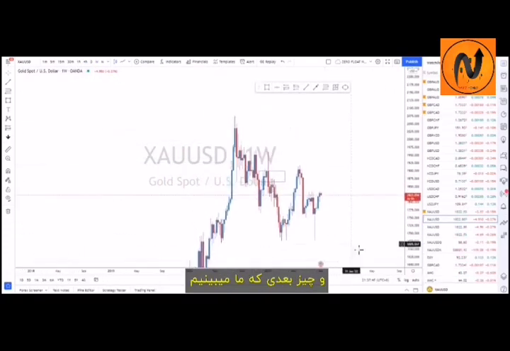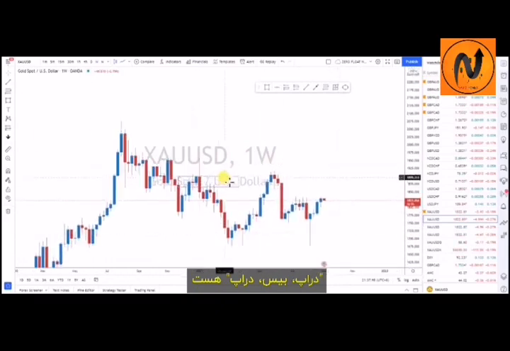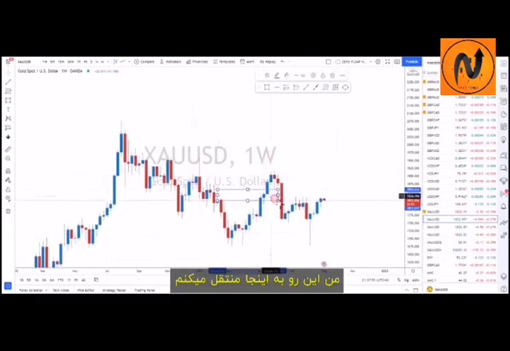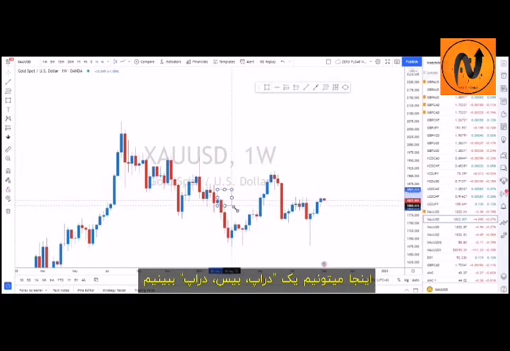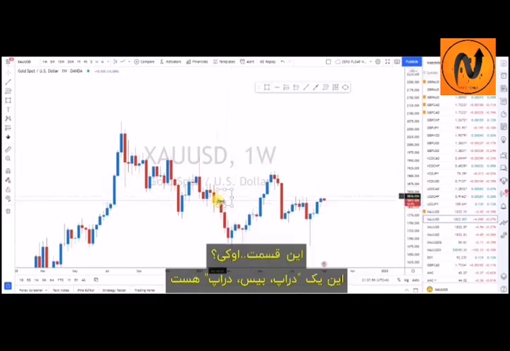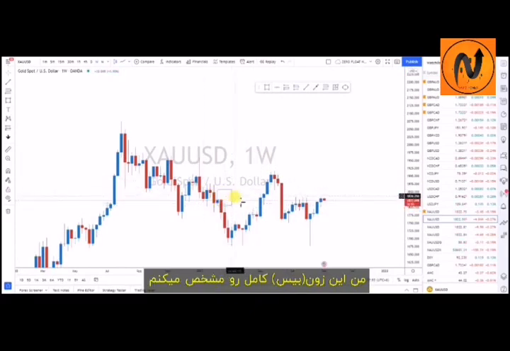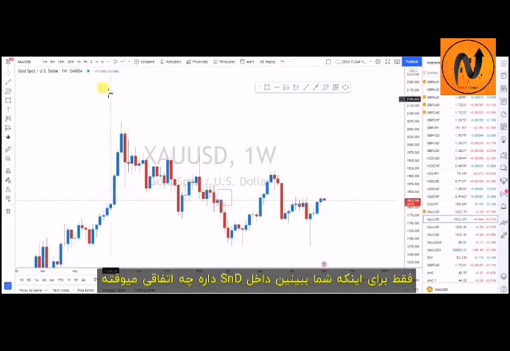And then the next thing we look at is the drop base drop. I'm going to shift this from here to here. Here we can see a drop base drop. This area is a drop base drop. So I'm just going to mark this full zone just for you to see what is going on inside the S&D area.